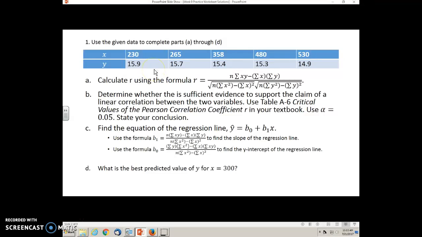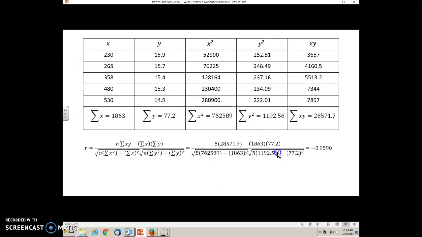And we're going to find the equation of the regression line, calculate R using the formula, and see if there is evidence to support the claim of a linear correlation between the two variables. And then we're going to predict a value of Y for X equals 300. Okay, let's first calculate R.